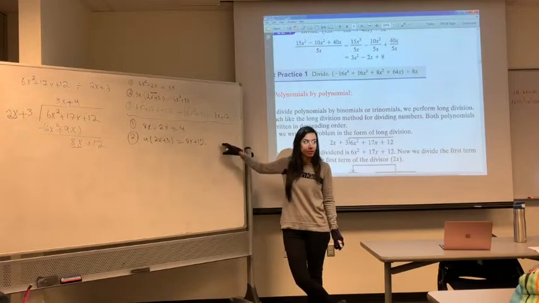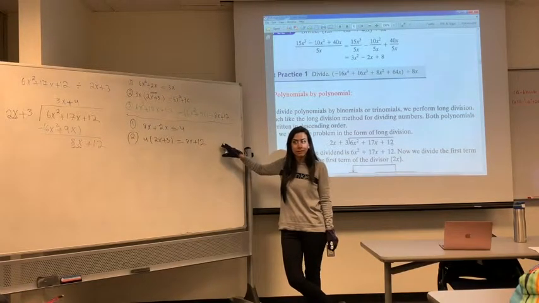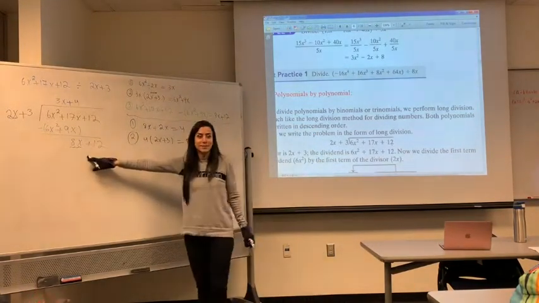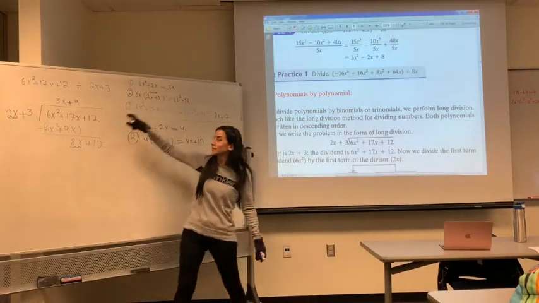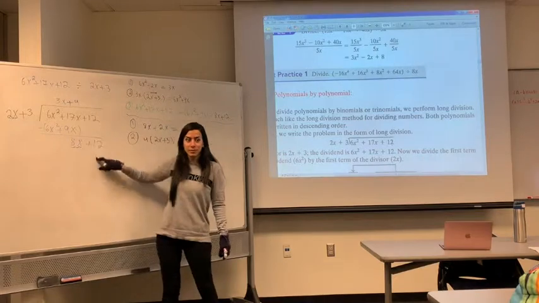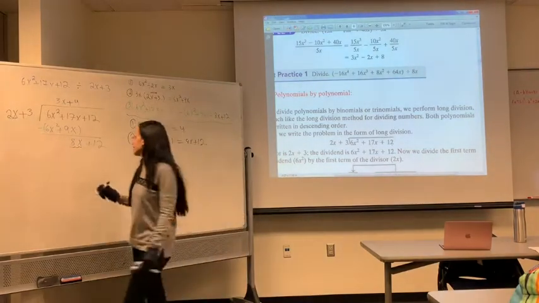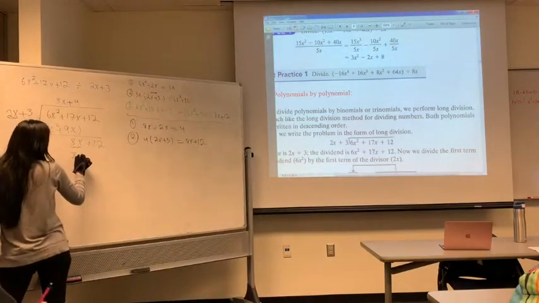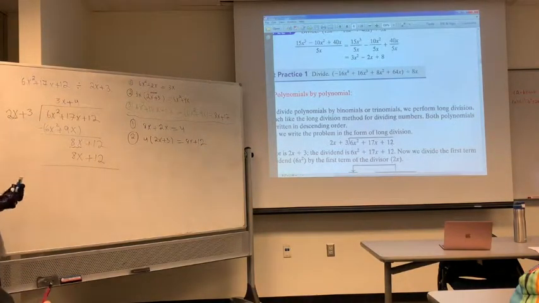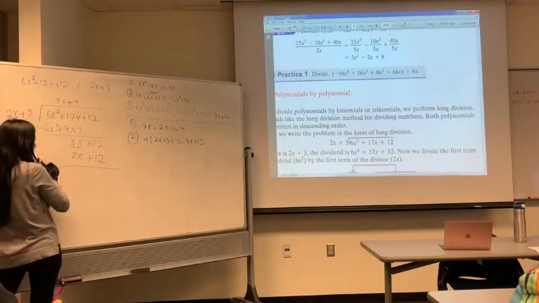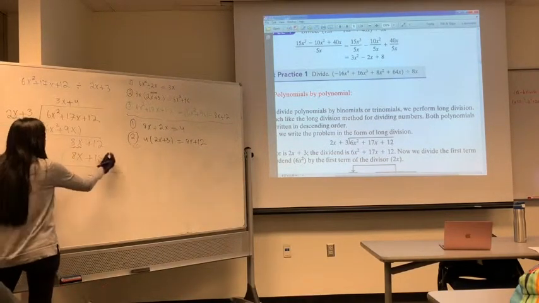Now you should know where we put this. Here, okay? Because when we got 6x squared plus 9x, we put that here. So it goes here now, the new answer. So we have 8x plus 12, right? And then the last step, I said let's subtract.